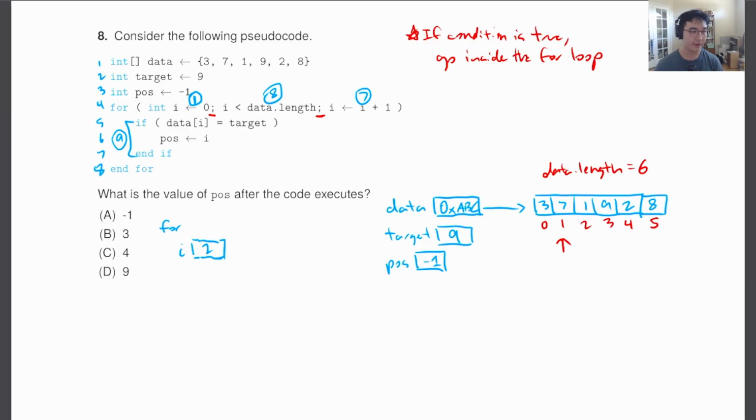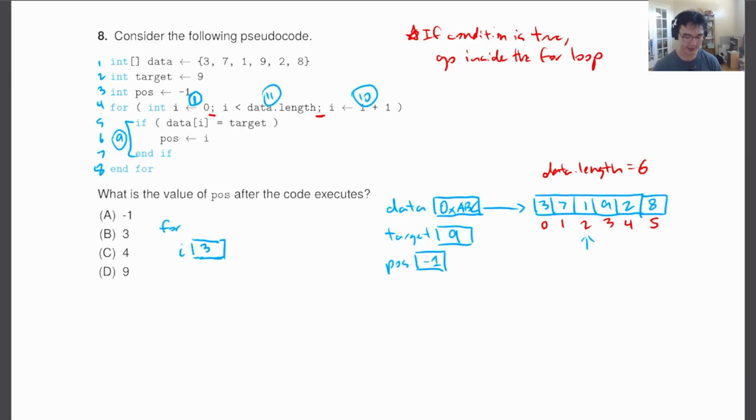So we are on line 5 now, and we're asking ourselves if data at 2, which is the value of 1, is that equal to 9? That is false. 1 is not equal to 9. So we go to the end if on line 7, we go to the end for on line 8, and then we loop all the way back up to the change. And so I is now 3. And then after we do the change, we go to the condition.